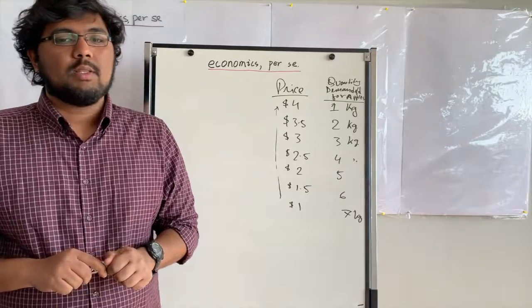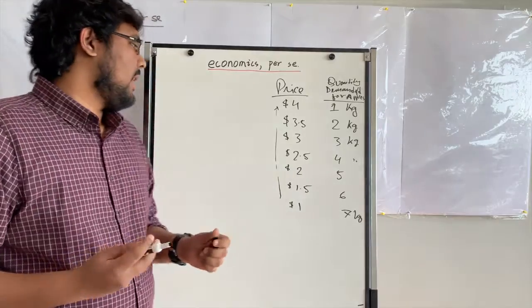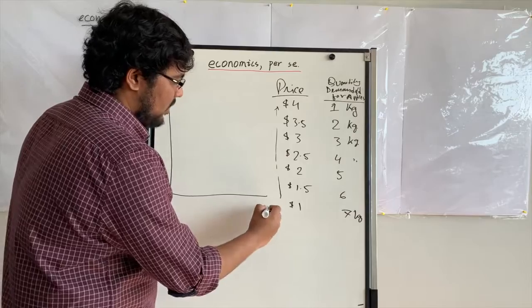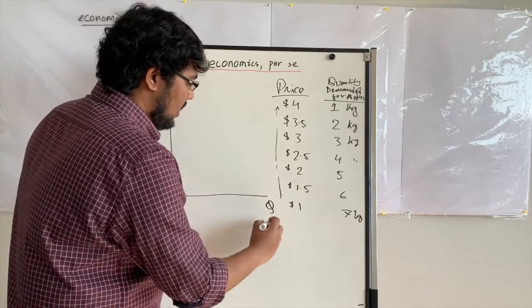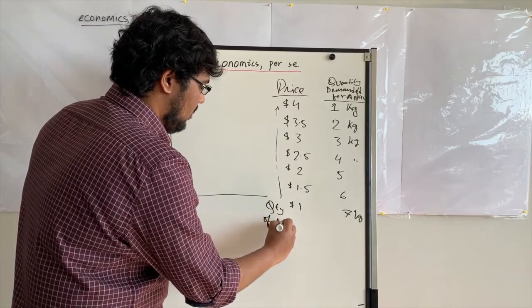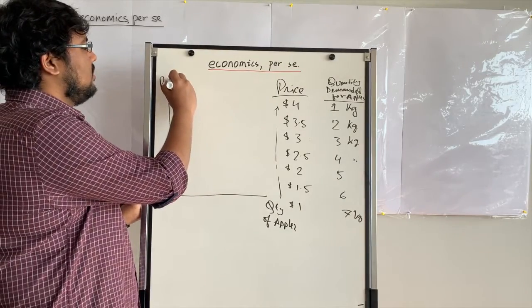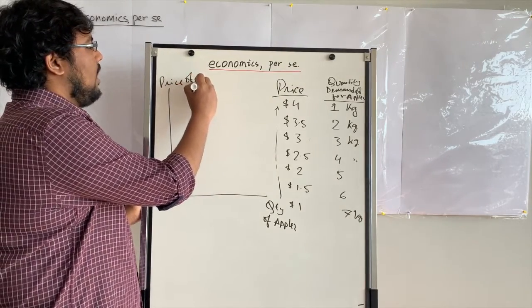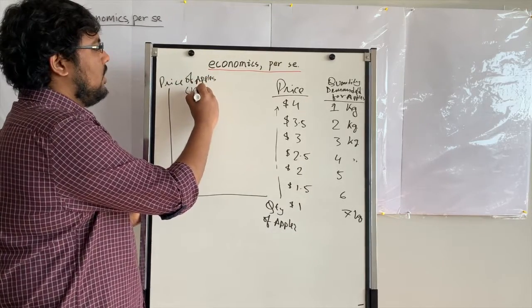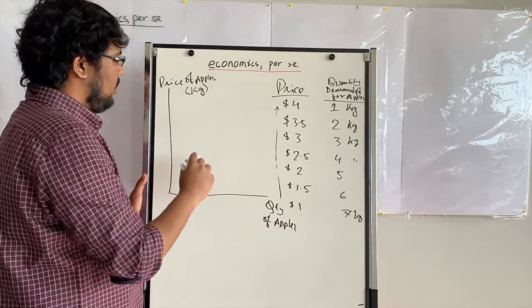If we put the points from the table on a graph, where on the x-axis we have the quantity of apples, and on the y-axis we have the price of apples per kilogram, that is. If we plot these points on this graph, we will get something like this.